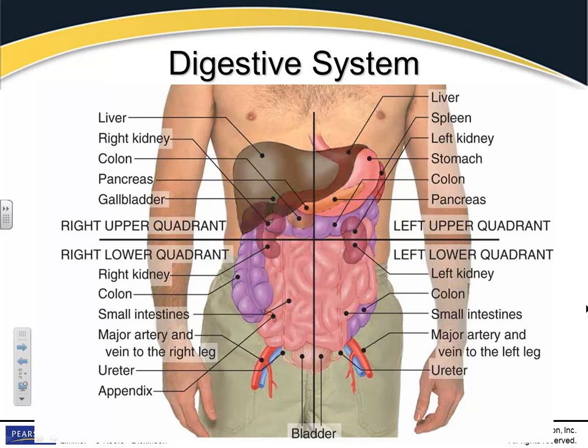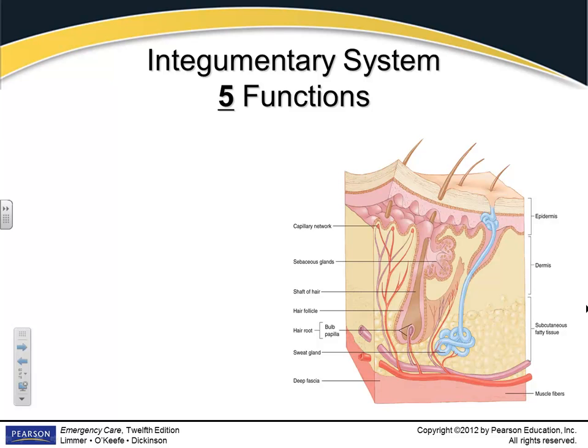Appendix, as you can see, what quadrant's that? Right or left? Right lower quadrant, that's right. Kidneys, liver, spleen. Okay. All right, that was pretty quick, wasn't it? I told you it's my least favorite.